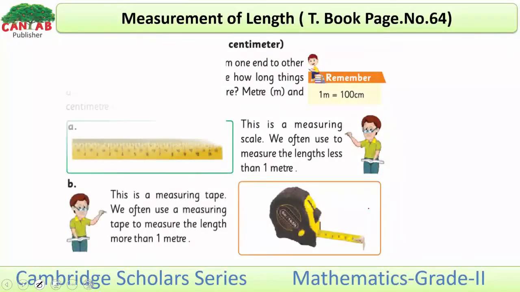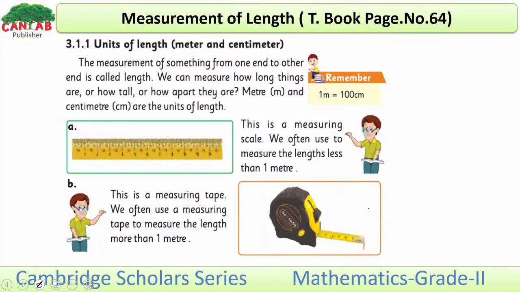Now come to the textbook page number 64. Here we will use only two measuring units that are meter and centimeter. The measurement of something, this is the definition of length. You must remember and keep in your mind. The measurement of something from one end to another end is called length.